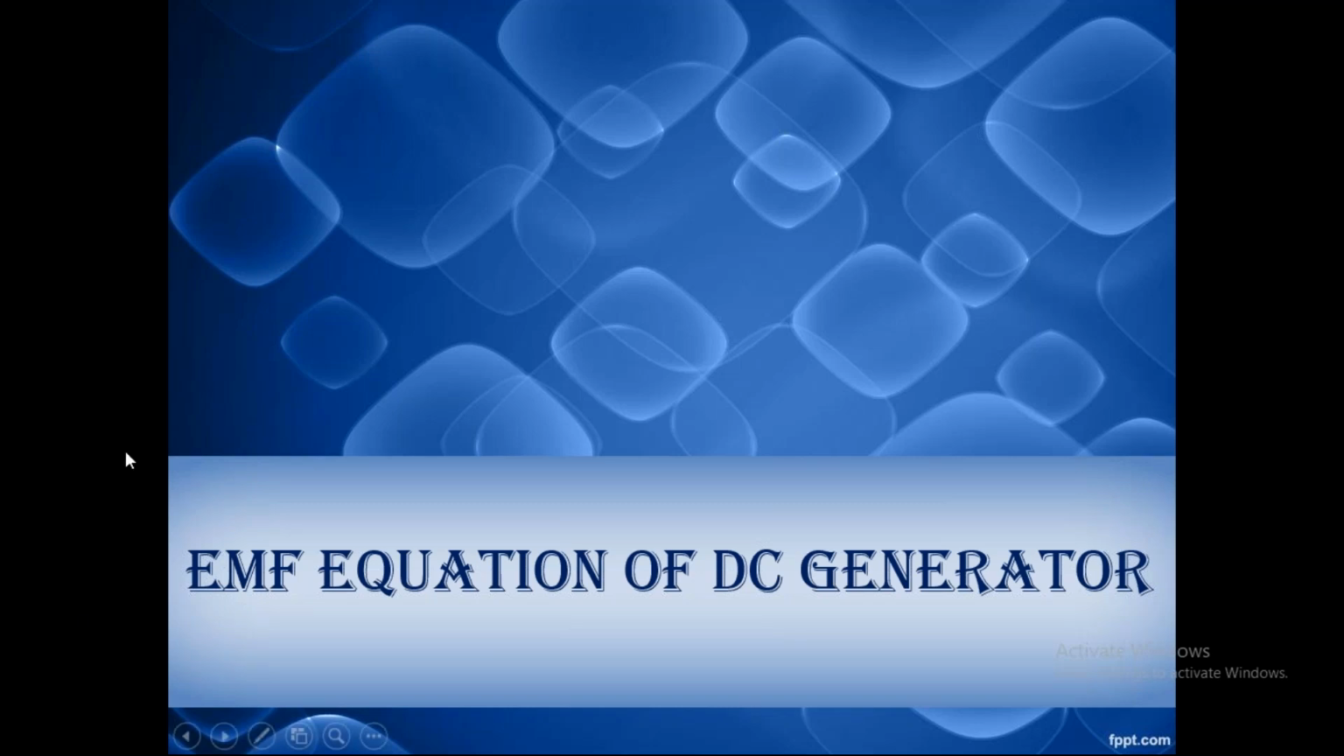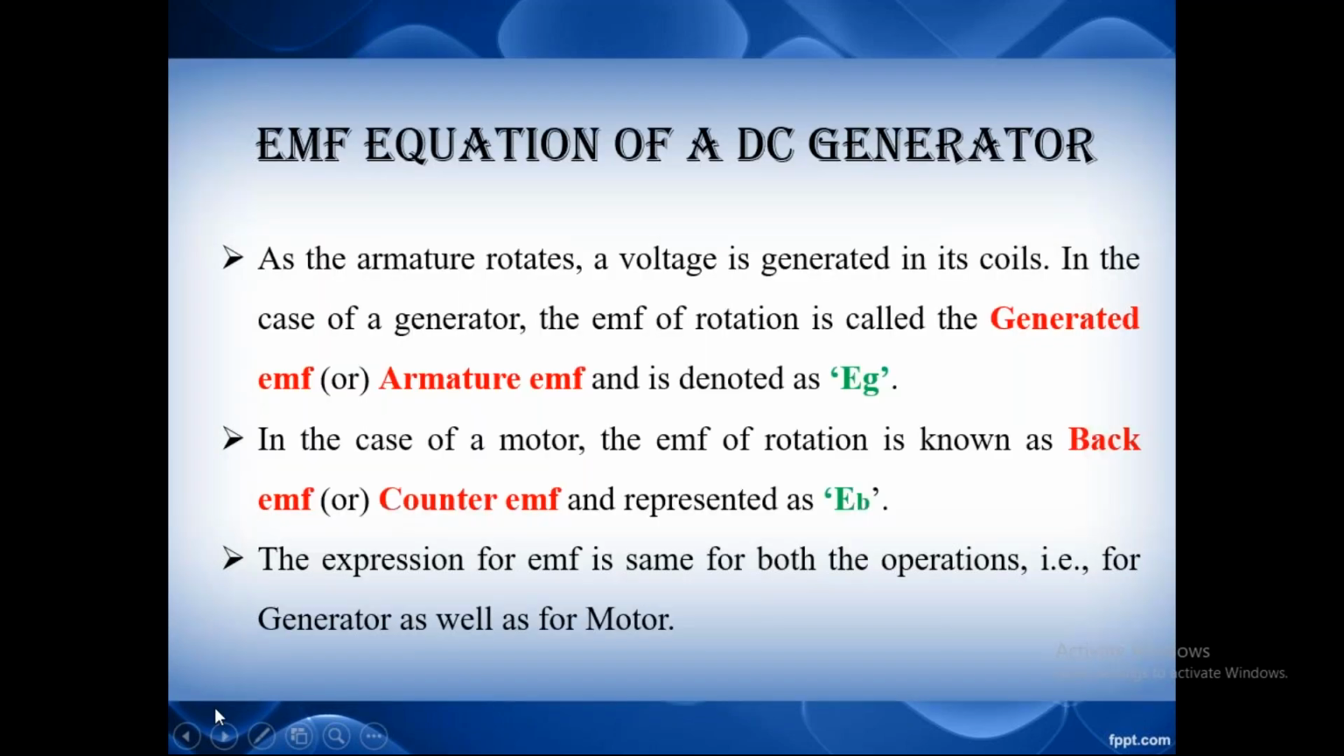Right, so this is the topic today we are going to discuss, that is the EMF equation of a DC generator. All the EMF will be induced in the generator because the armature rotates. When the armature rotates, a voltage is generated in its coils. In the case of a generator, the EMF of rotation is called generated EMF or armature EMF, and it is denoted by Eg, that is the generated EMF.